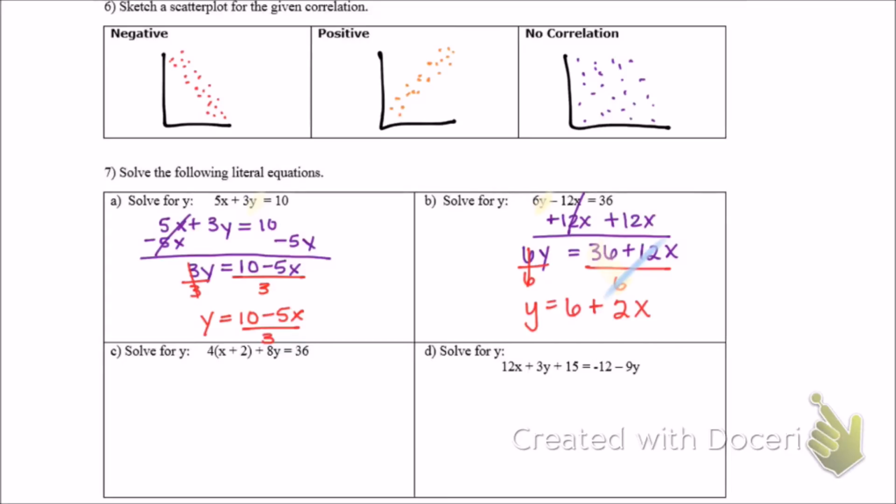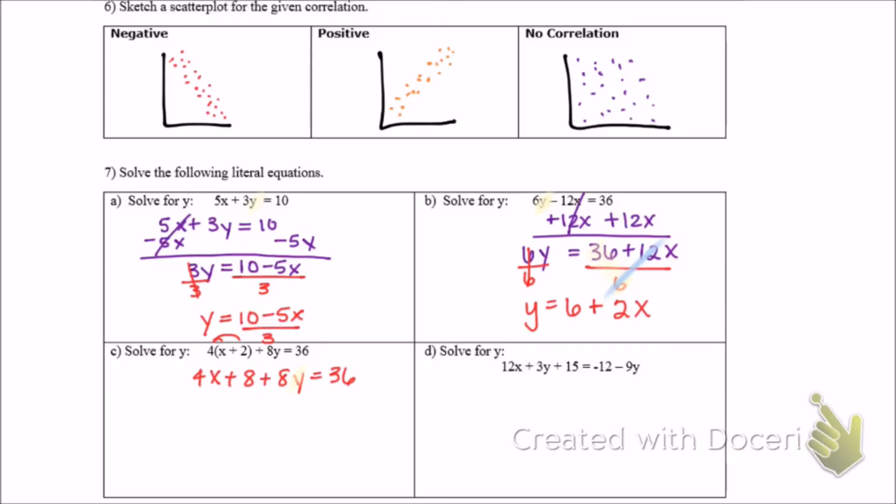Okay, on part C, you see parentheses. So that means that we have to distribute first. So if I distribute, that's going to be 4x plus 8 plus 8y equals 36. Then I'm looking for any like terms that I can put together. I don't see any that I can combine. And of course, we are solving for y. That's what our instructions state.